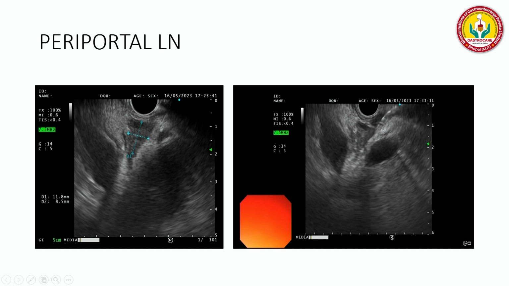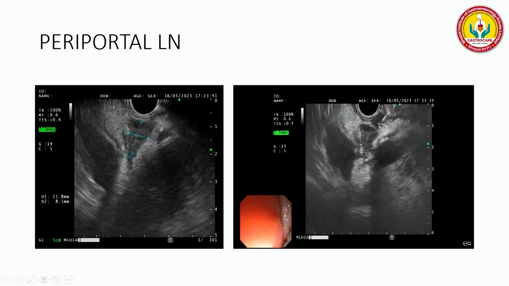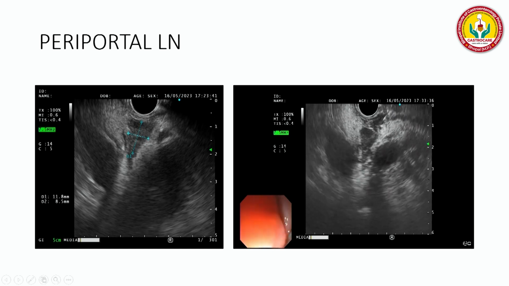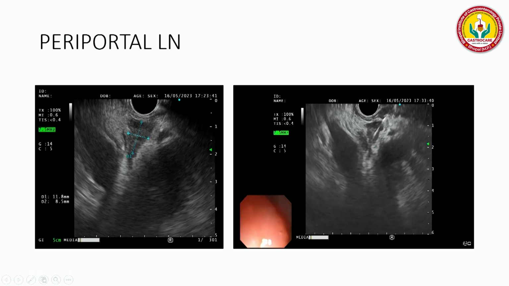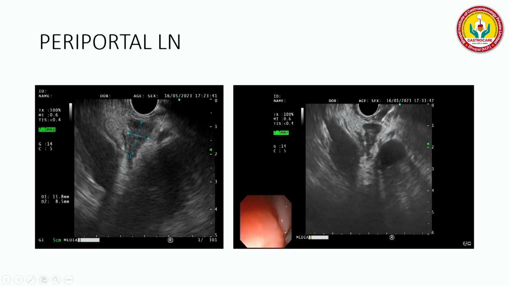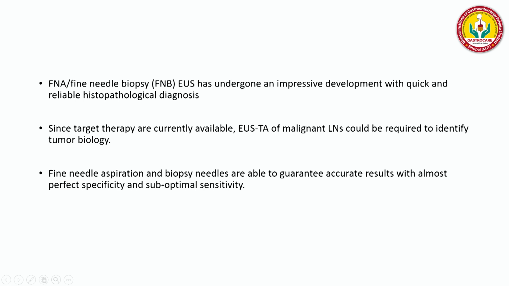So this is the picture of an endoscopic ultrasound showing a periportal lymph node, and the next video shows the periportal lymph node biopsy. At the same time you can do a lymph node aspiration as well as biopsy. Fine needle biopsy has undergone an impressive development with quick and reliable histopathological diagnosis. You have all seen yesterday how an aspiration was done and a diagnosis was made in the next few minutes.